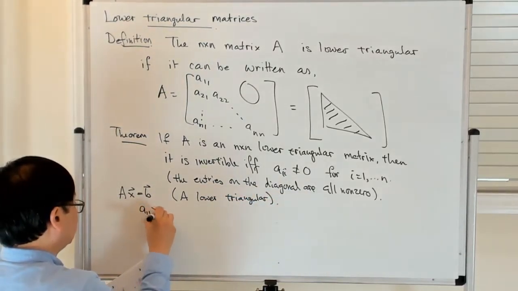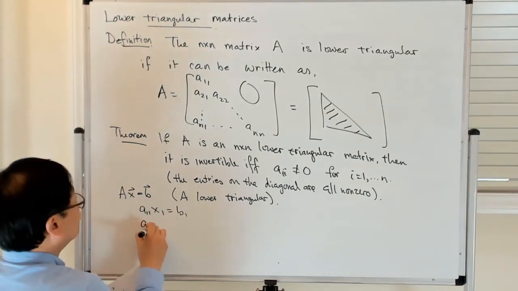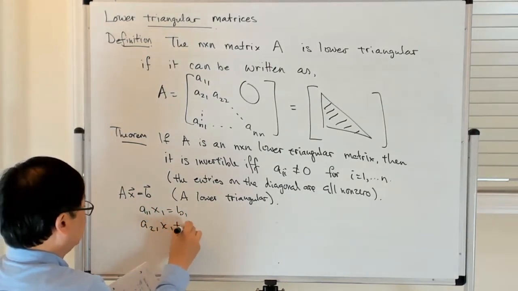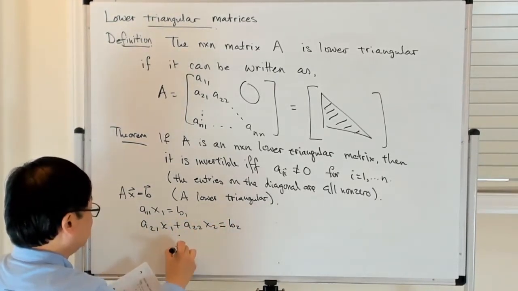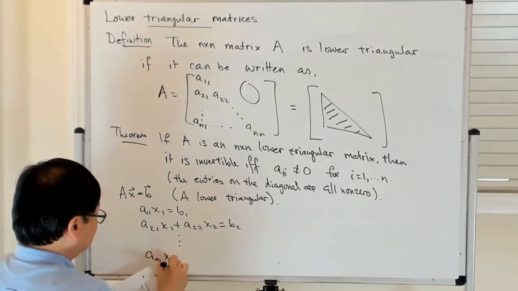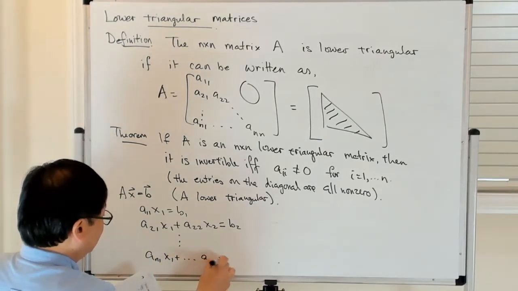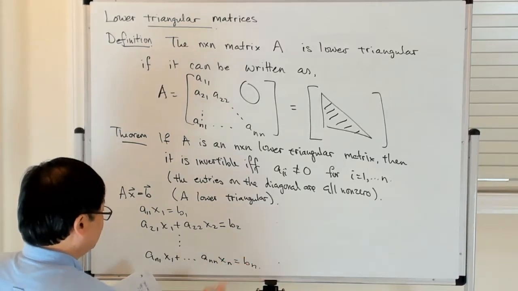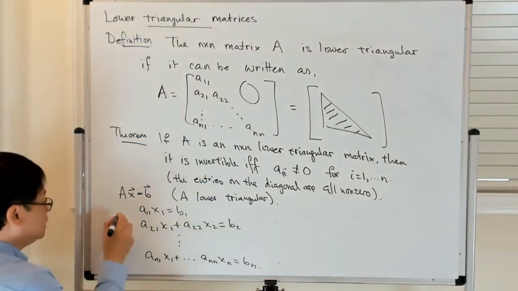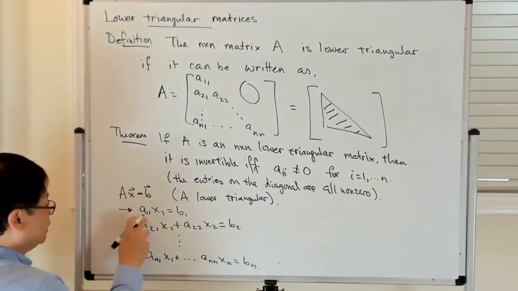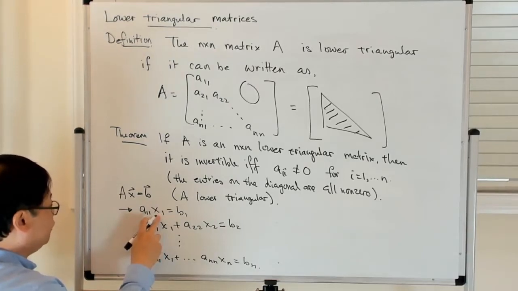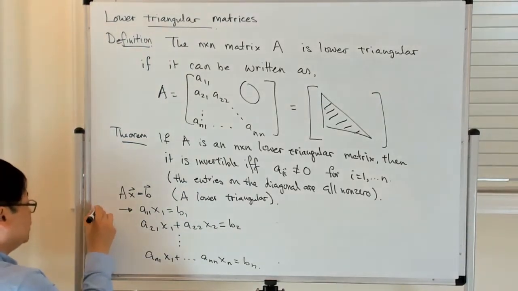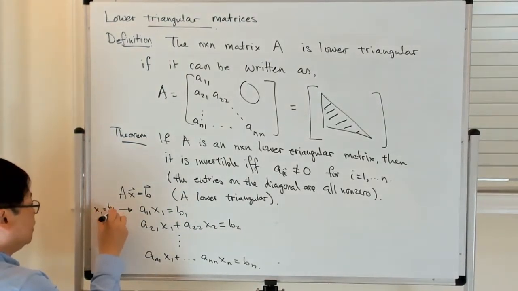So a11 x1 is equal to b1, that's the first equation. Then a21 x1 plus a22 x2 is equal to b2. And then eventually an1 x1 plus and so on up to ann xn is equal to bn. Okay, so the way you see this is that if you look at the first equation, there's only one unknown, which is x1, and you can solve for x1 by dividing b1 by a11. So x1 is b1 divided by a11.